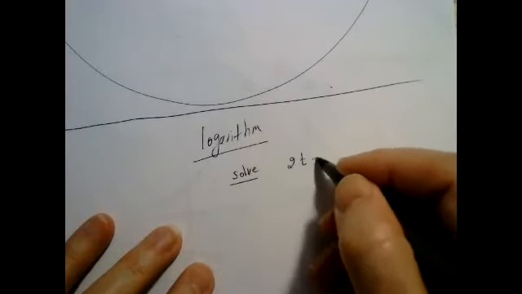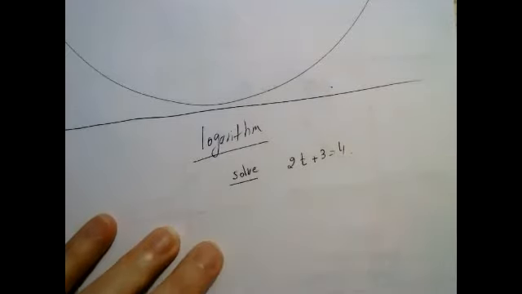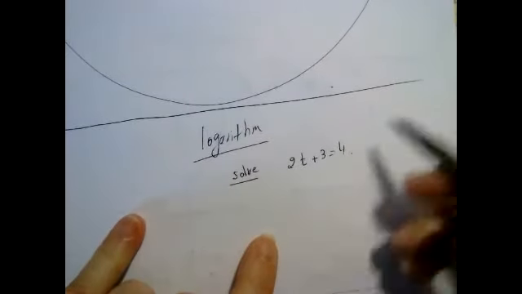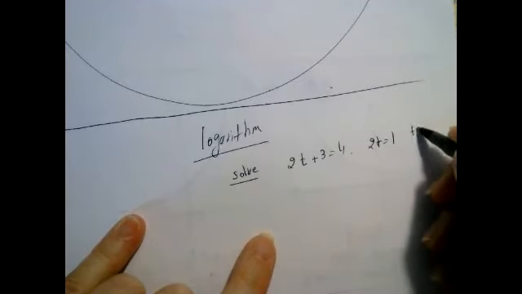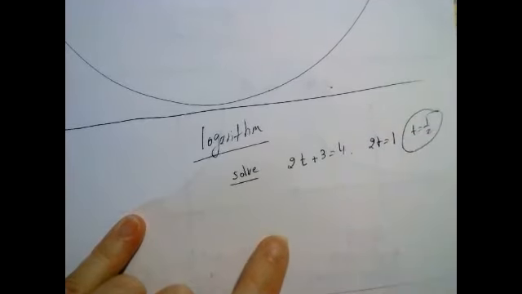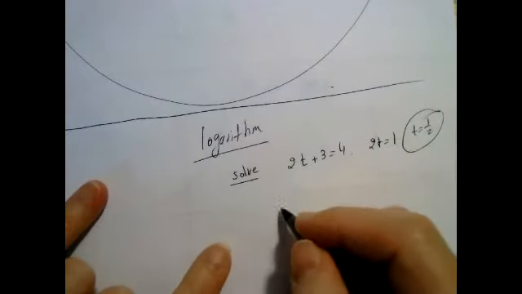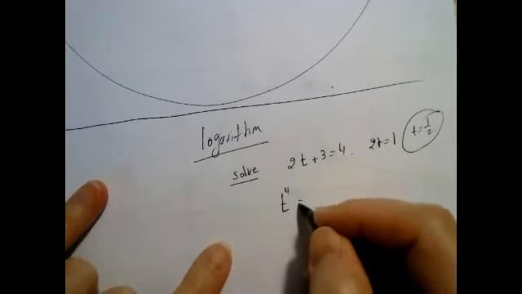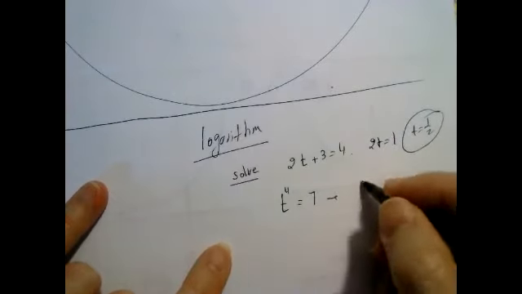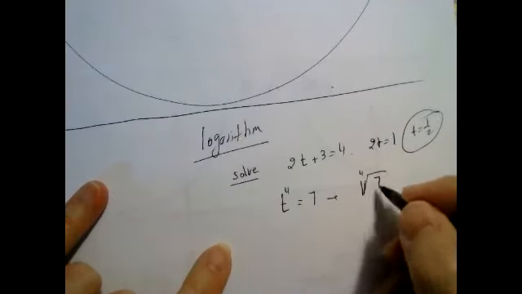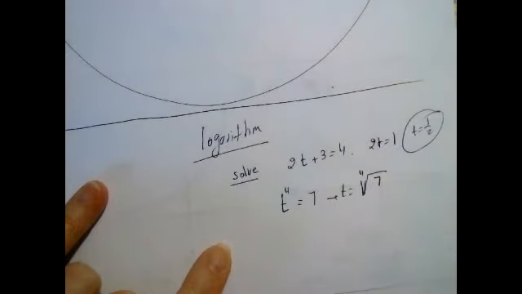Solve 2t plus 3 equal to 4. Okay, big deal. You isolate your t. 4 minus 3, you divide by 2, you get your t. Very easy to solve. Suppose I tell you solve t to the power 4 equal to 7. Again, there is something called the fourth root of 7, which will solve the problem.